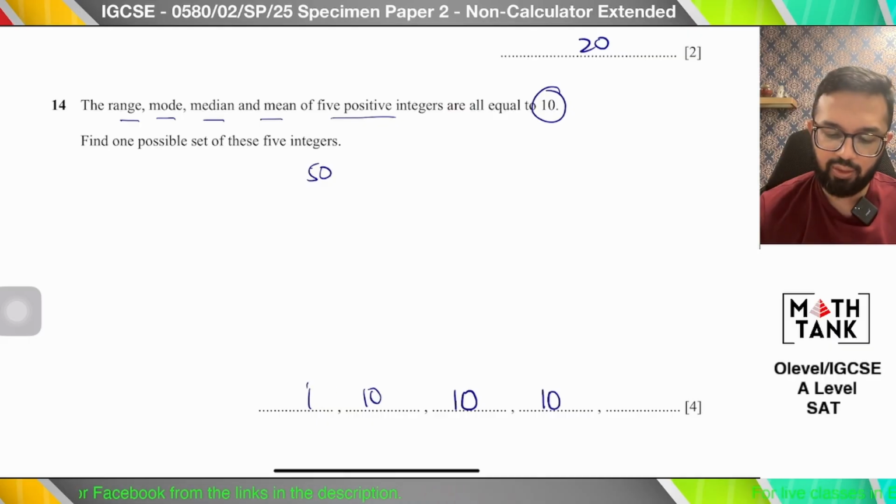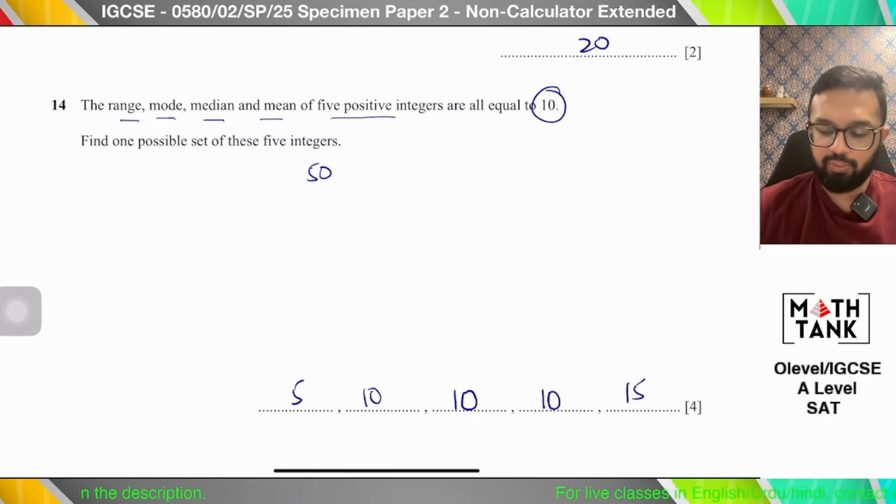If I want to keep the range as 10, I will have to change this last number. How do I get a range of 10? The sum must be 20. So I can either keep 15 and 5, or I can keep 18 and 2 as well. I think that should also work. No, not 18 and 2, 15 and 5 works. What other numbers can I keep?